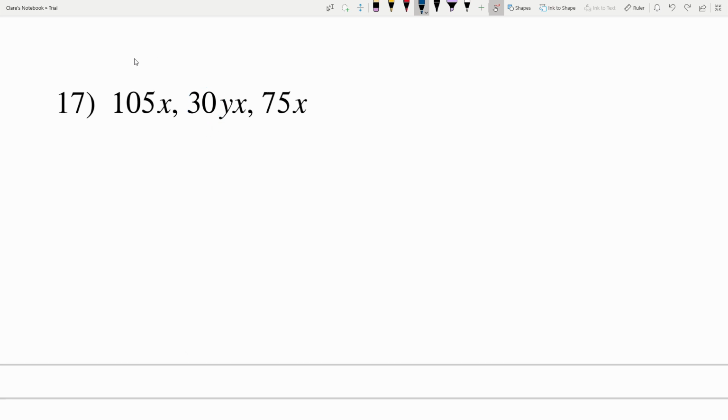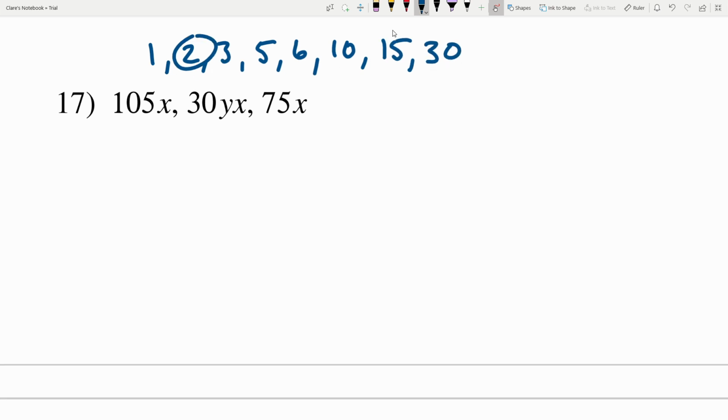The factors of 30 are 1, 2, 3, 5, 6, 10, 15, and 30. 1 times 30 is 30. 2 times 15, 30. 3 times 10, 30. 5 times 6, 30. Now, we have to ask ourselves which ones divide. Let's try 75 first.